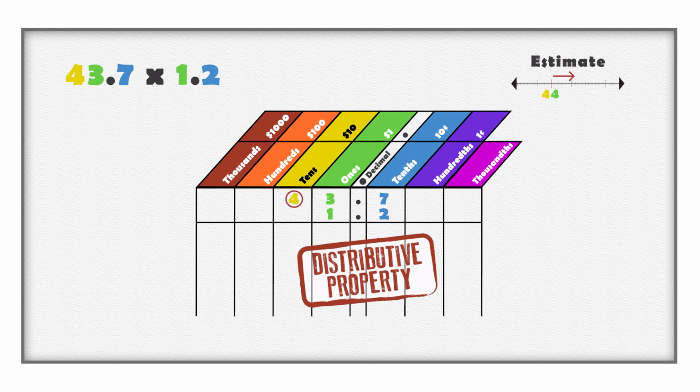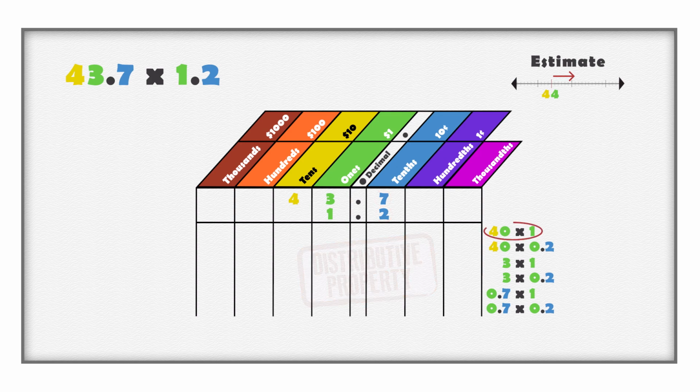Multiply 40 with 1 and with 2 tenths. Multiply 3 with 1 and with 2 tenths. Multiply 7 tenths with 1 and with 2 tenths. 40 multiplied with 1 is 40. When whole numbers are multiplied with tenths, we get tenths. 40 multiplied with 2 tenths is 80 tenths.